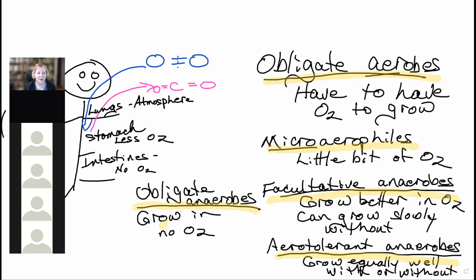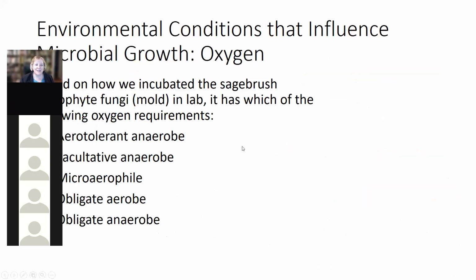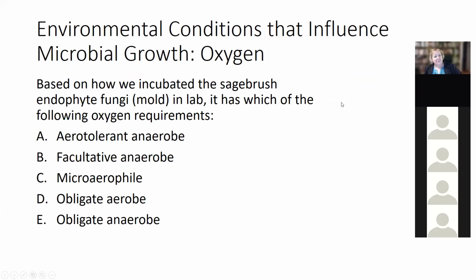Okay, let me ask you questions. Going back to our lab experiment, based on how we incubated the sagebrush endophyte fungi, the mold, in the lab, it would have which of the following oxygen requirements? Aerotolerant anaerobe, facultative anaerobe, microaerophile, obligate aerobe, or obligate anaerobe?